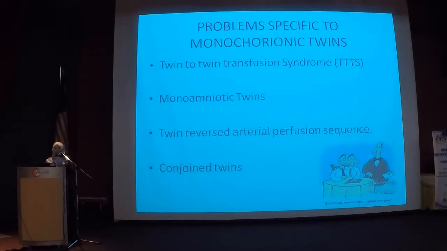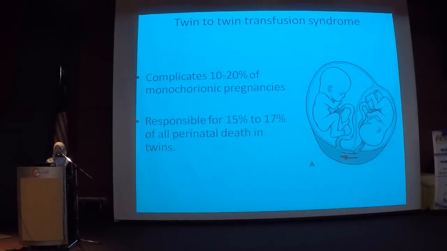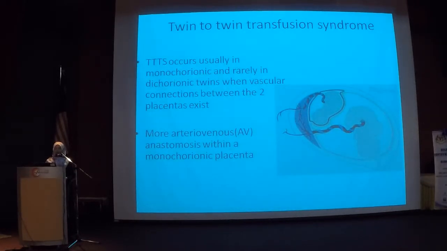Okay, now problems specific to monochorionic twins. We know that the complications include twin-to-twin transfusion syndrome, monoamniotic twins, twin reversed arterial perfusion sequence, and conjoined twins. Twin-to-twin transfusion syndrome complicates about 10 to 20% of monochorionic pregnancies and is responsible for about 15 to 17% of all neonatal deaths in twins. How does it occur? It usually occurs in monochorionic and rarely in dichorionic twins.